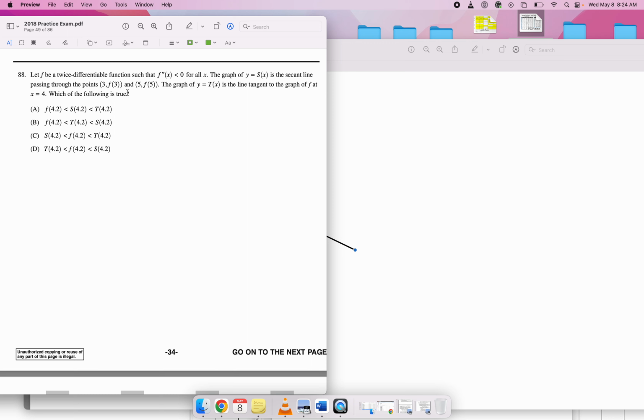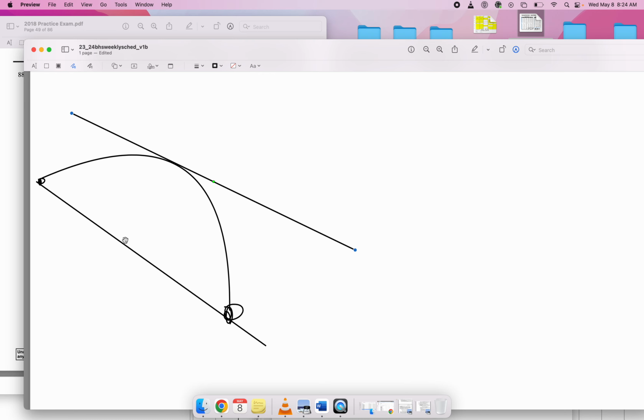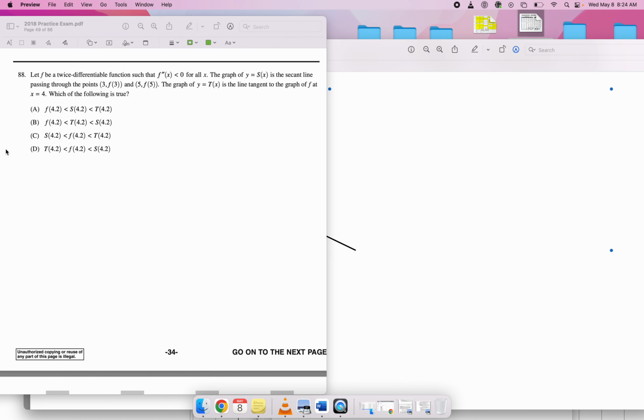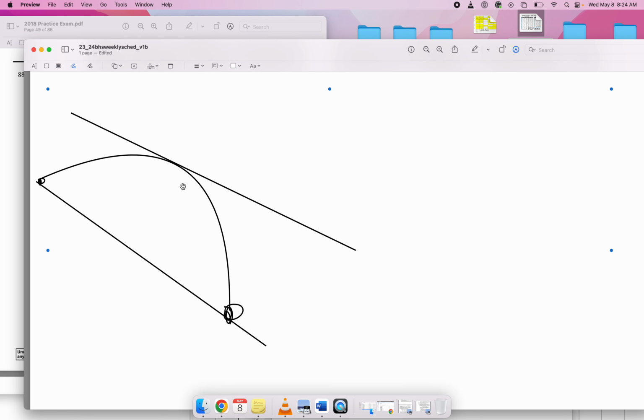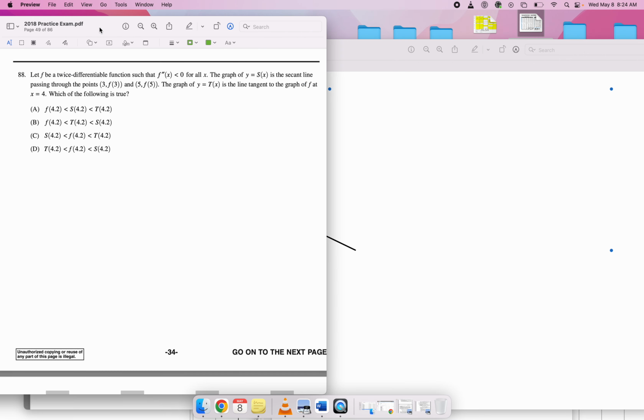And then they want to know, they want to compare the value of the 2 lines and the original function at 4.2, which is like just past this point of tangency. So if I go right past this point of tangency, basically I can tell that the secant line has the least value, after that is the value of the actual function, and then after that the biggest is the tangent line. So it should be S for secant line, and then F, the original function, and then the tangent line. So SFT, there it is, looks like it's C.